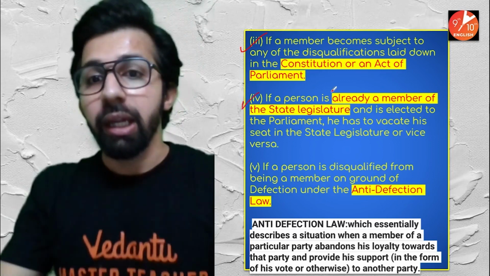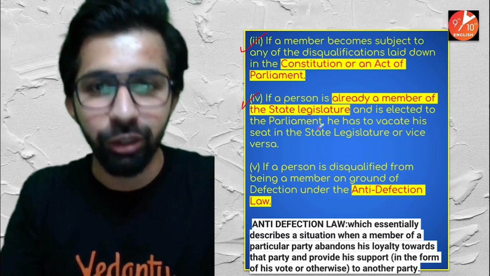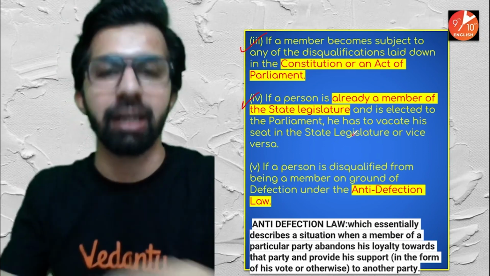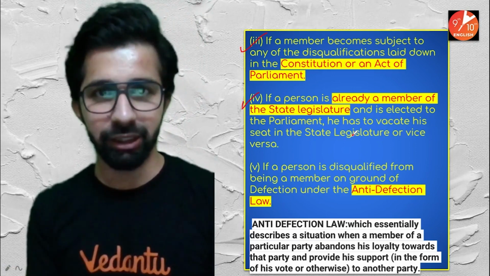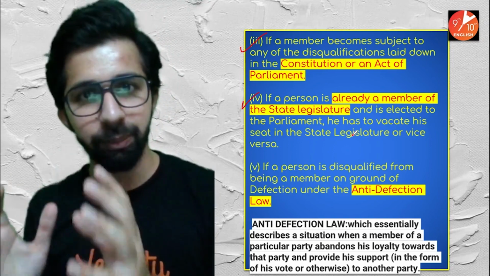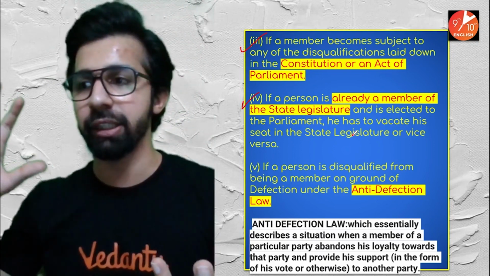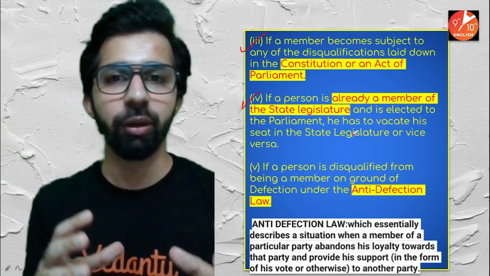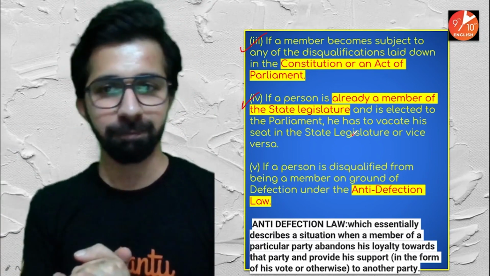Fourth, if a person is already a member of the state legislature and is elected to the parliament, he has to vacate his seat in the state legislature, or vice versa. Let's take an example. If I am a candidate who is already a member of the state legislature, and now I get selected as a member of parliament, then I need to resign from the state legislature or vacate the seat of parliament. Simple as that. I can be a member only at one place, either at the state legislature or at the parliament.